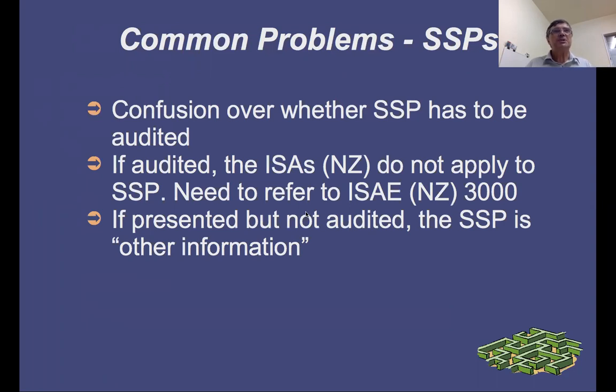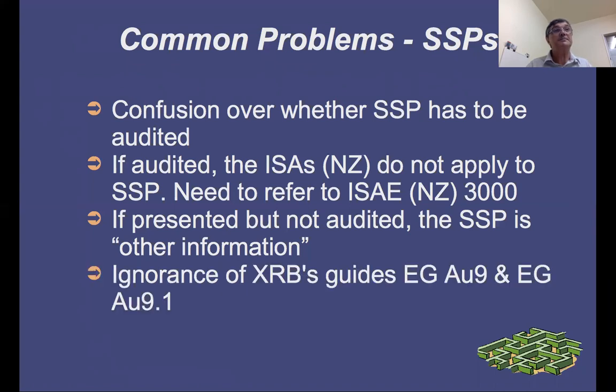If a statement of service performance is presented but not audited, and this is quite common now, because very small entities, including charities, use Tier 4 reporting, and they don't need a statutory audit, so they don't have to get the statement of service performance audited, but their own constitution says that the financial statements will be audited. So the auditor says, okay, that's fine. Here's our engagement letter. We will audit the financial statements, but not the statement of service performance. In that case, the SSP is other information, and we need an other information section.